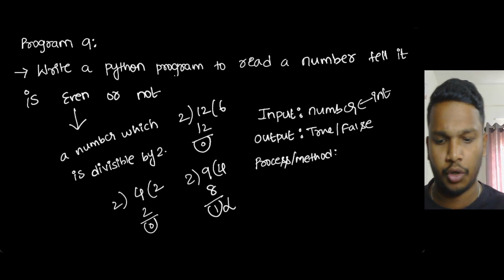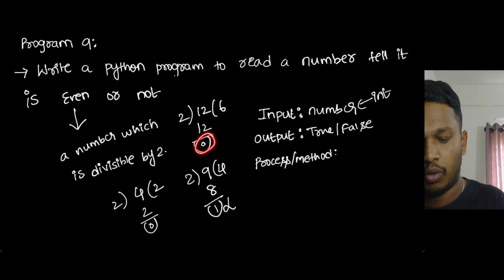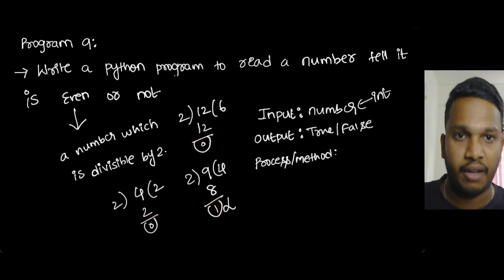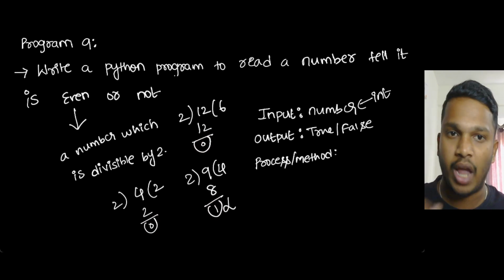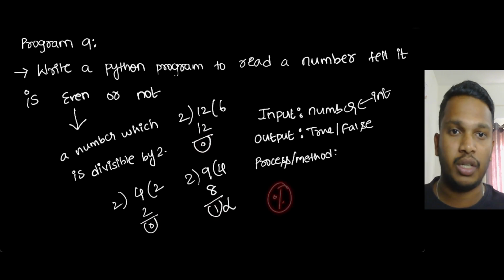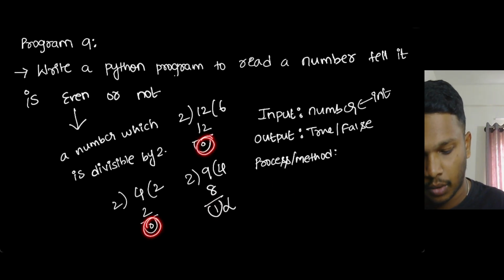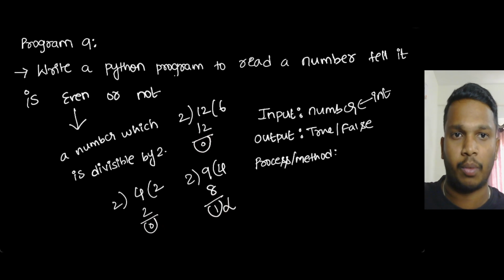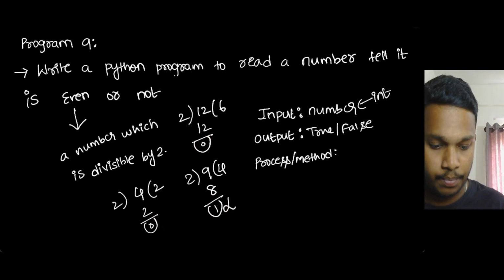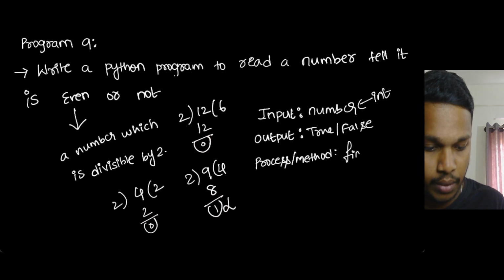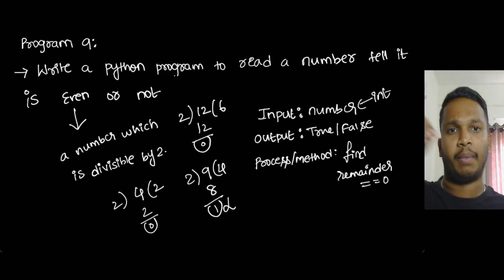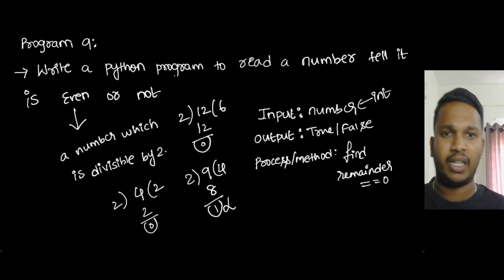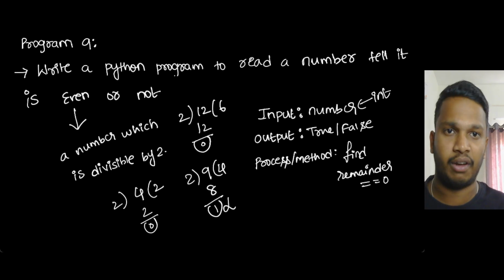So whenever you check divisibility, check the remainder only. If the remainder is 0, it is divisible. If the remainder is not 0, it is not divisible. Next, how to get the remainder? We have an operator known as the mod operator. By using the mod operator, you will get the remainder. So the process is: we need to find the remainder, and if the remainder is equal to 0, then it is an even number. Otherwise it is not an even number.